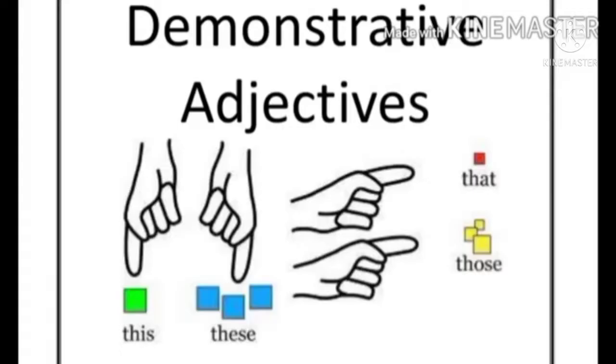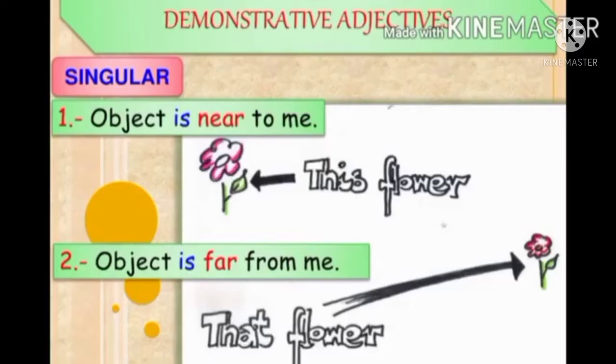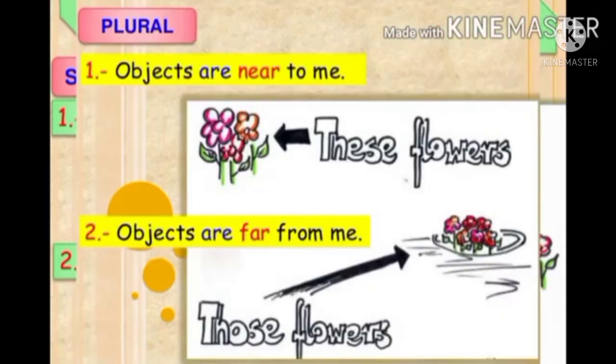The third kind of adjective that we are going to study is the demonstrative adjective. What do you mean by demonstrate? Demonstrate means to show. So a demonstrative adjective describes which noun or pronoun you are referring to. This adjective includes the words this. This refers to a singular noun which is close to you. That refers to a singular noun far from you.